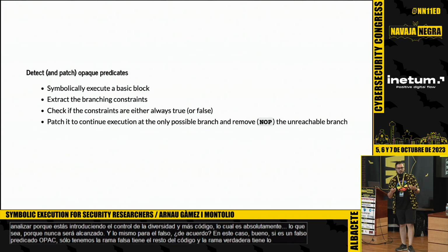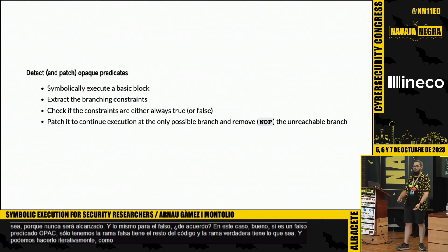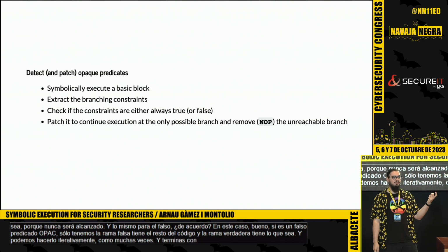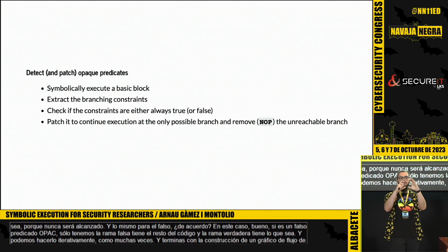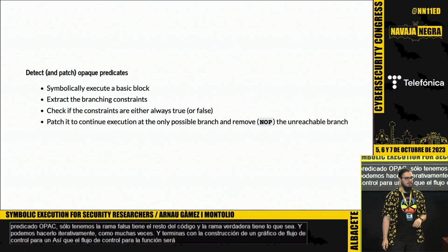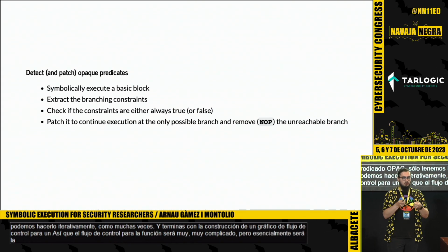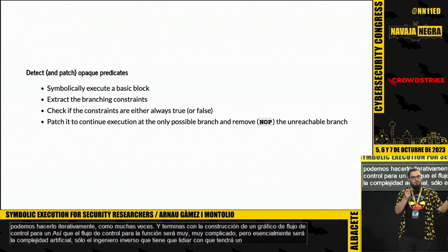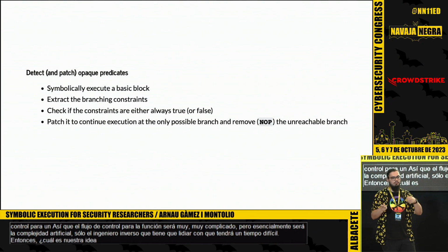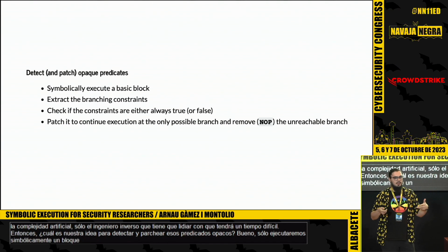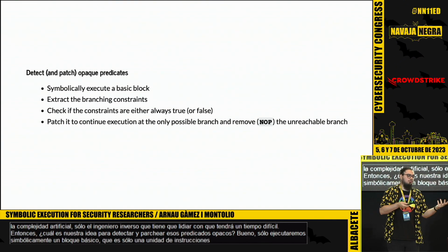So what is our idea for detecting and patching the opaque predicates? Well, we will symbolically execute a basic block, which is just a unit of instructions before a branching condition, and then extract the constraints for the branching. So extract, okay, what are the conditions that will make this basic block go to the left branch or the right branch, or follow the true branch, and check if those constraints are always true or false.